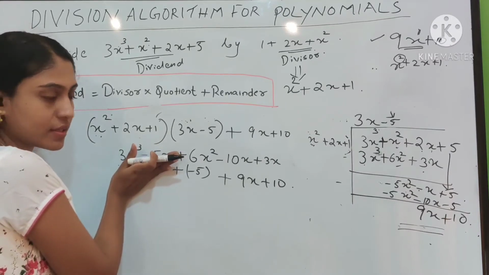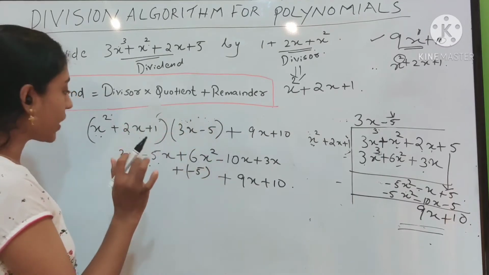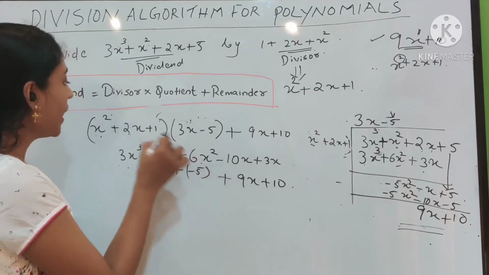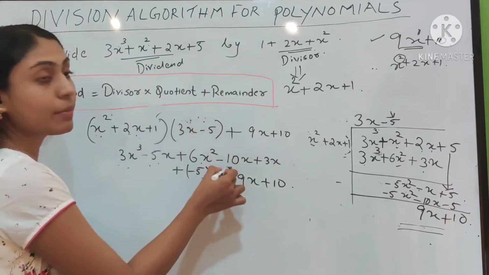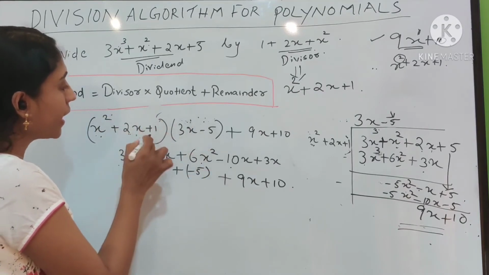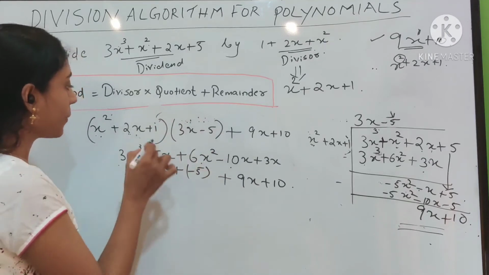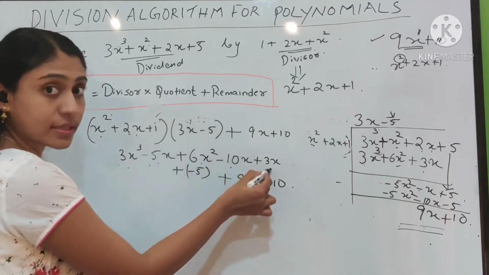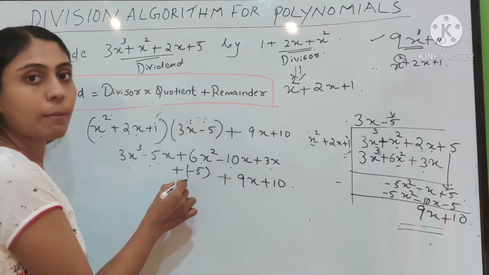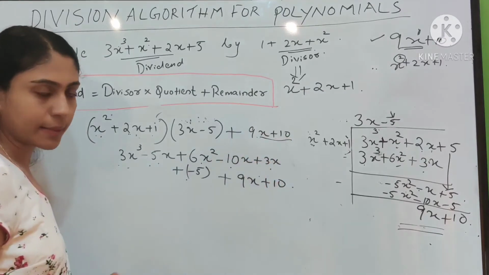First term of the divisor is over. Then multiply the second term of the divisor with this term 3x minus 5. So as to get plus 2x into plus 3x, it is plus 6x square. Then plus 2x into minus 5, it is minus 10x. So second term of the divisor multiplication is also over. Then take the third term of the divisor and multiply it with the 3x and minus 5. So as to get 1 into 3x, it is plus 3x. Plus 1 into minus 5, it is minus 5. Then write the rest of the term, that is 9x plus 10.